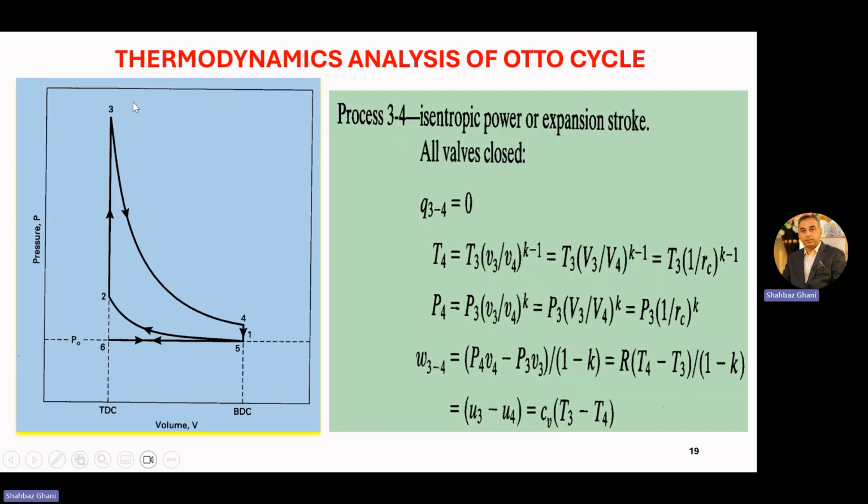Now, the process from 3 to 4 is the isentropic power or expansion stroke. Condition of the valves: all valves are closed, and so Q3 to 4 is 0. So the specific work done you can get from these equations.